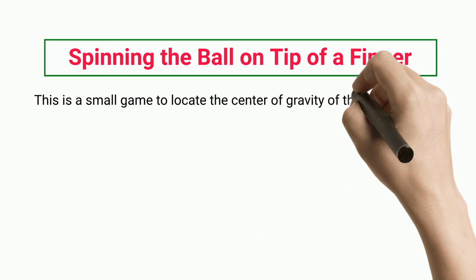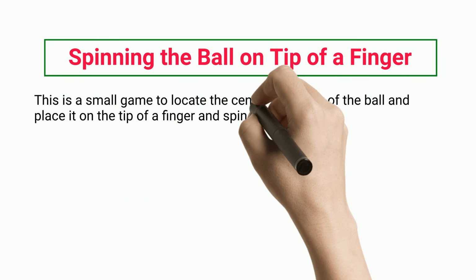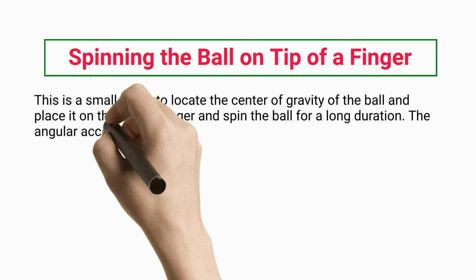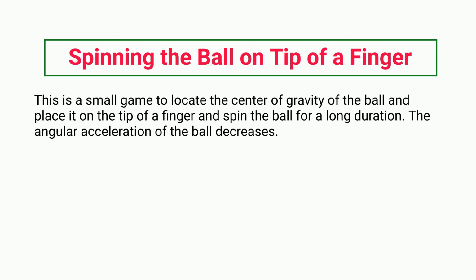Spinning a ball on the tip of a finger. This is a small game to locate the center of gravity of the ball, place it on the tip of a finger, and spin the ball for a long duration. The angular acceleration of the ball decreases.